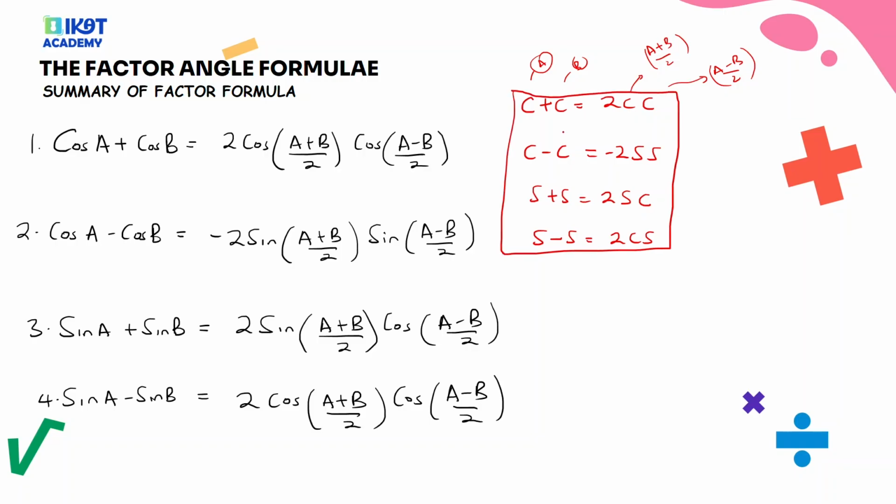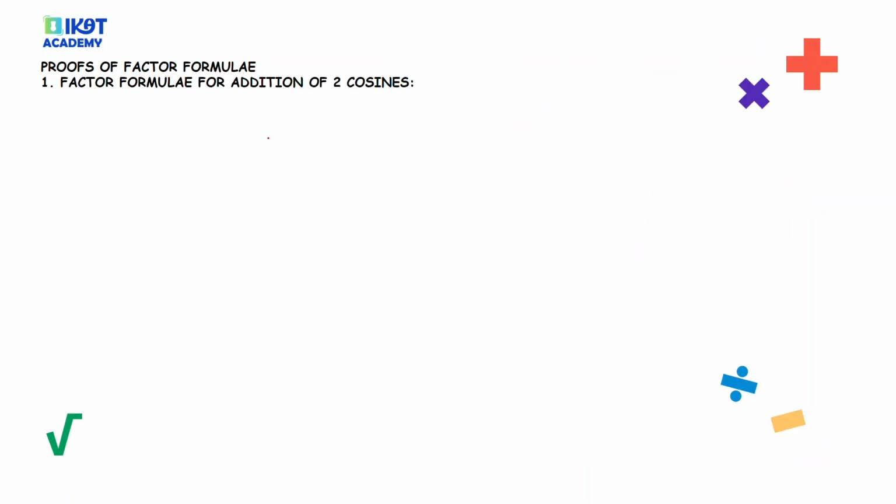So now we're going to look at proofs. We are going to prove one together, then the rest I'll just show, and you can follow through. Okay, now we're going to look at some of the proofs of the factor formulae. We're going to look at the proof of addition of two angles in a cosine, then the rest I'll just display and you follow through.